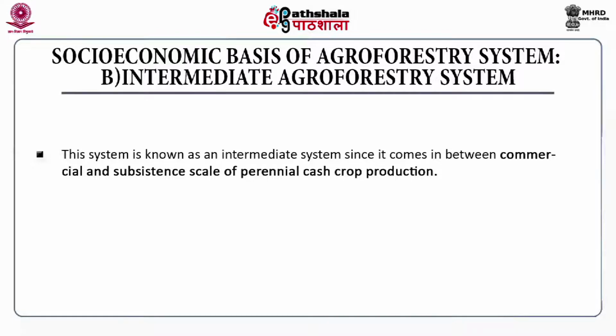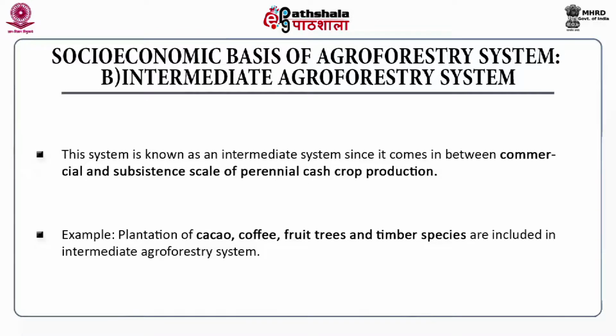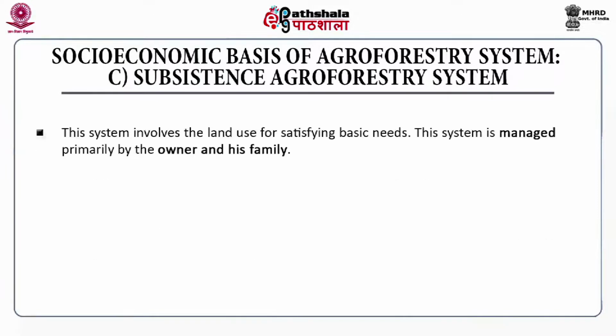This system is known as an intermediate system since it comes in between commercial and subsistence scale of perennial cash crop production. For example, plantation of cocoa, coffee, fruit trees and timber species, these all are included in intermediate agroforestry system. Next classification that comes under socio-economic basis of agroforestry system is subsistence agroforestry system.